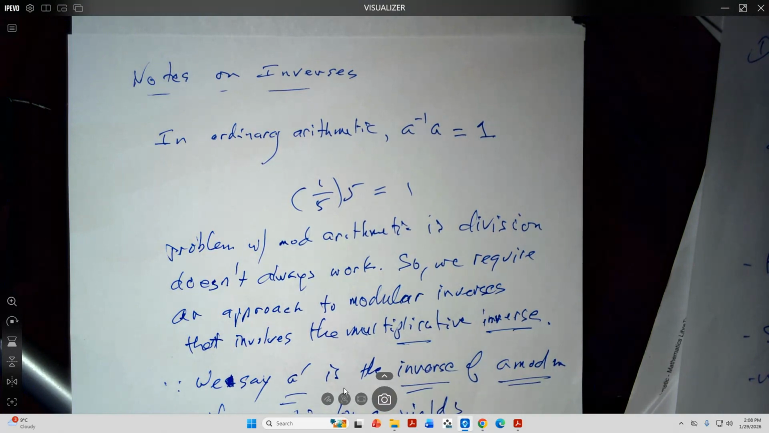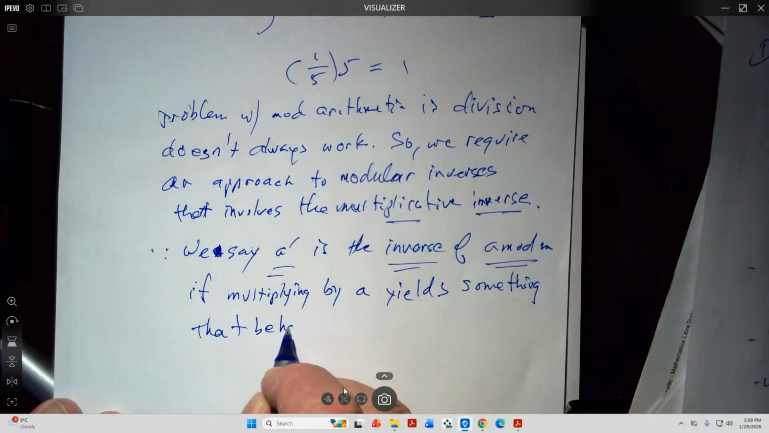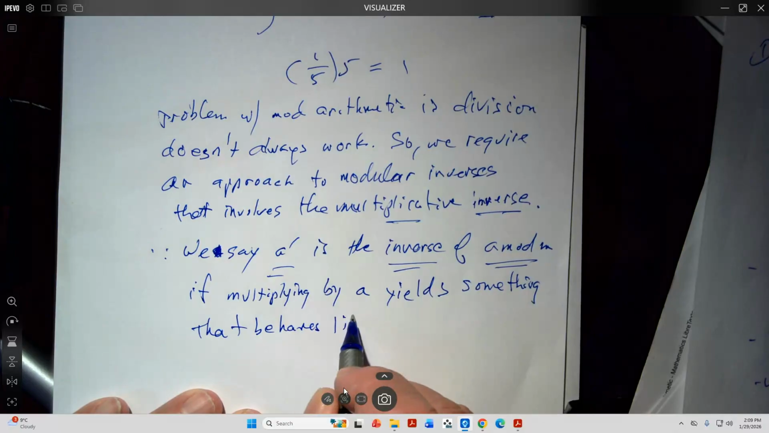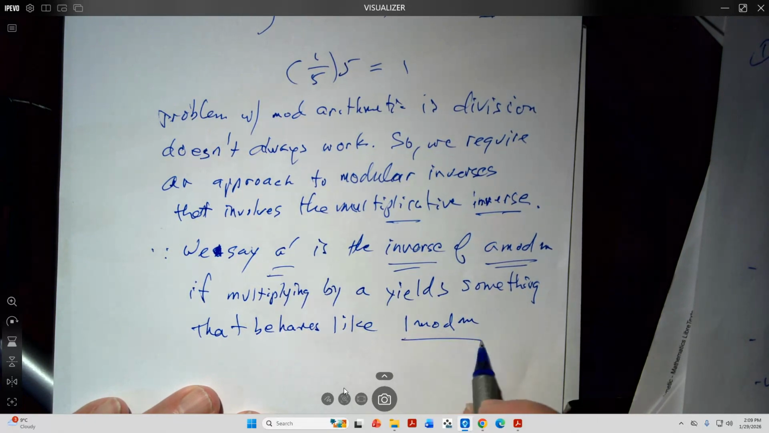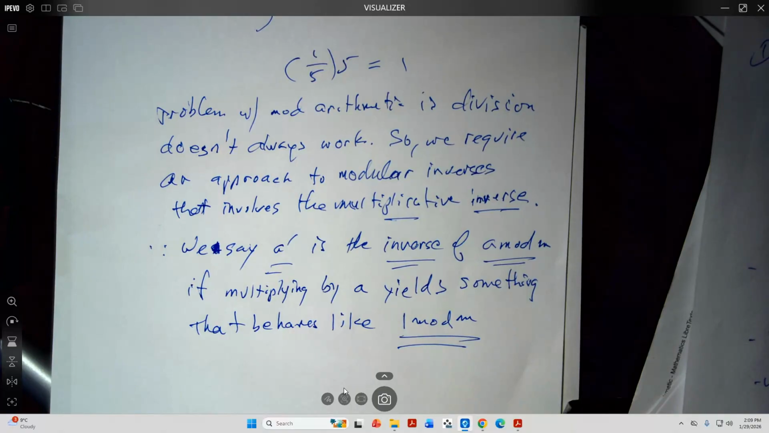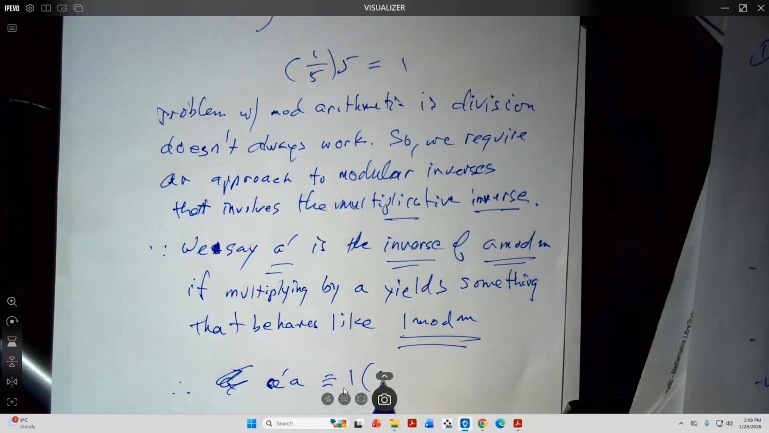So we say that A prime is the inverse of A mod M if multiplying by A yields something that behaves like 1 mod M. So 1 mod M is kind of like what we'd say is therefore the multiplicative inverse: A prime times A is congruent to 1 mod M.